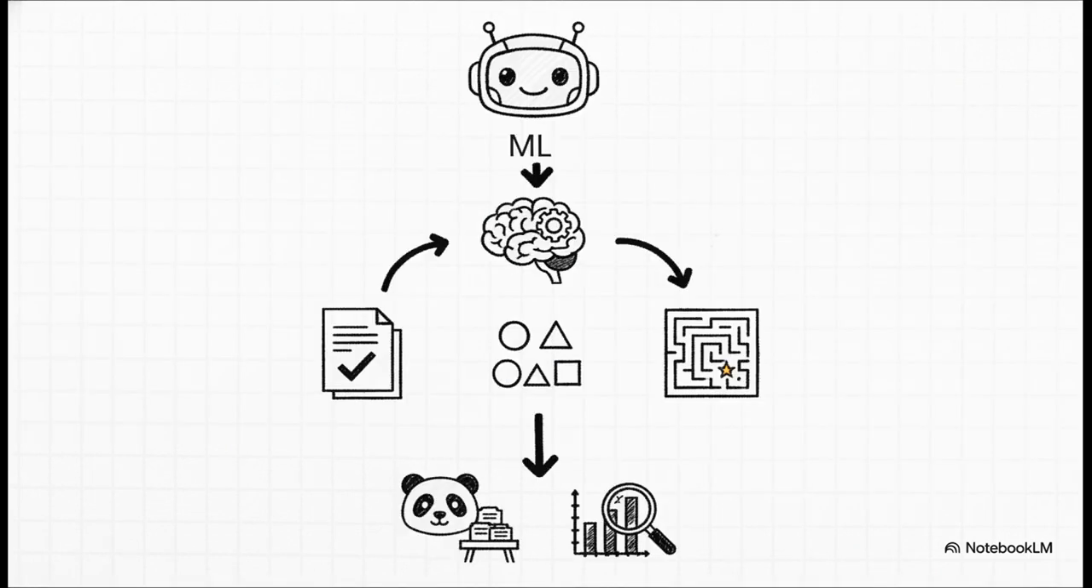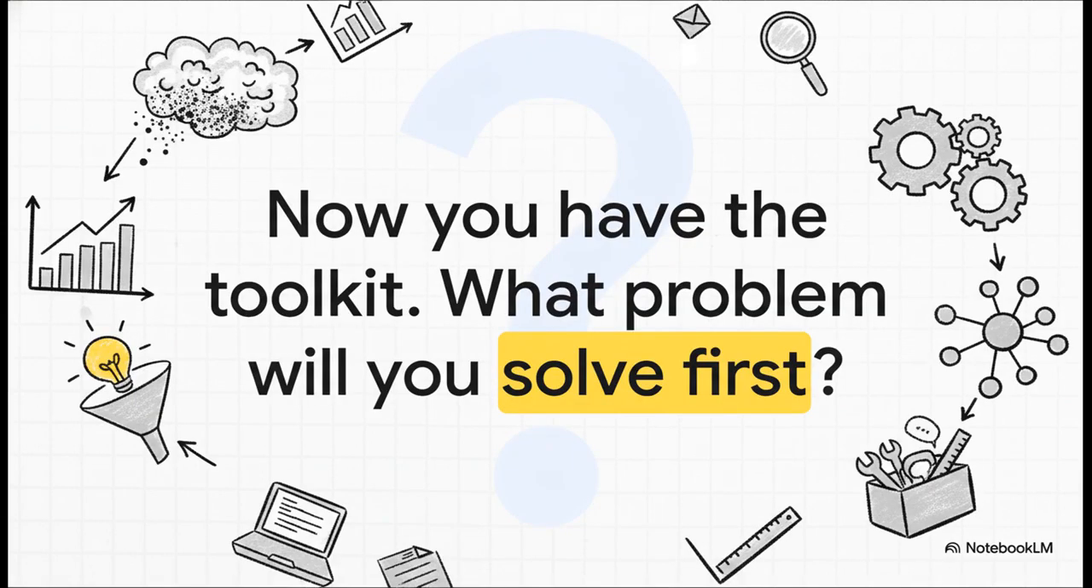So let's do a super quick recap of the whole toolkit. Remember, AI is the big goal. Machine learning is the method to get there. ML comes in 3 main flavors: supervised, when you have an answer key, unsupervised, when you don't, and reinforcement, which learns by trial and error. To handle the data, you use Pandas. That's your workbench. And to understand the data, you use Matplotlib. That's your magnifying glass. And there you have it.